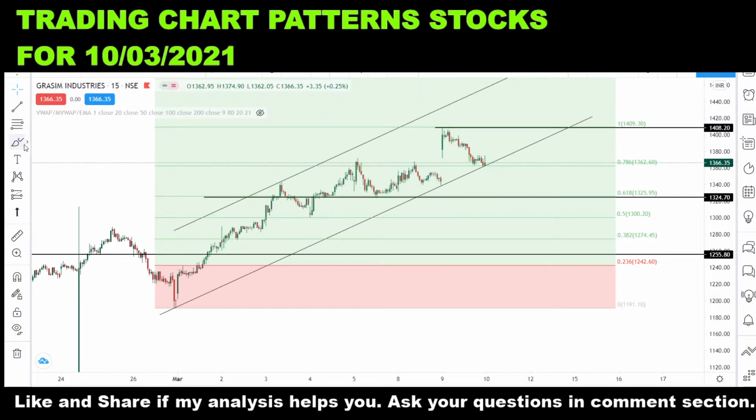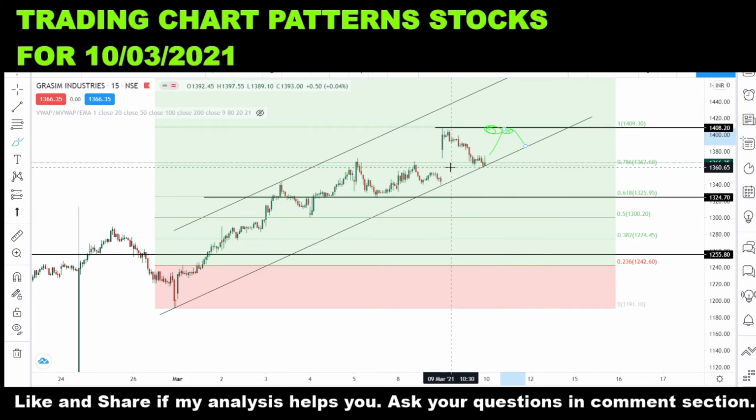See, this is the resistance which is created now. Okay, this is the resistance which this stock will face, 1409 rupees, which will act as a psychological resistance for this stock, the 1400 level. And if the stock opens around here tomorrow, or even if it goes up till here, then 1400 will act as a resistance and the stock may fall till 1385 level tomorrow also.